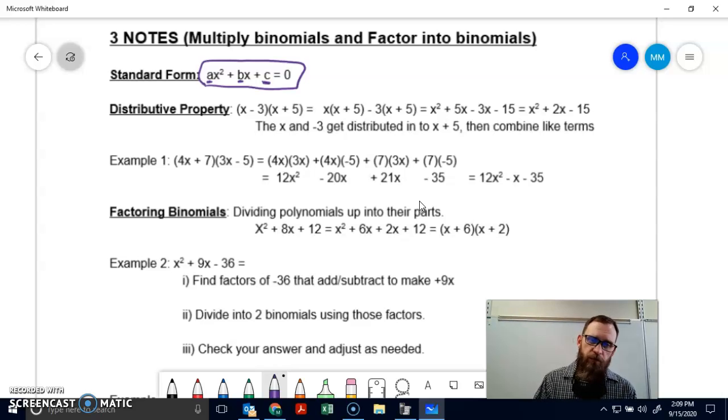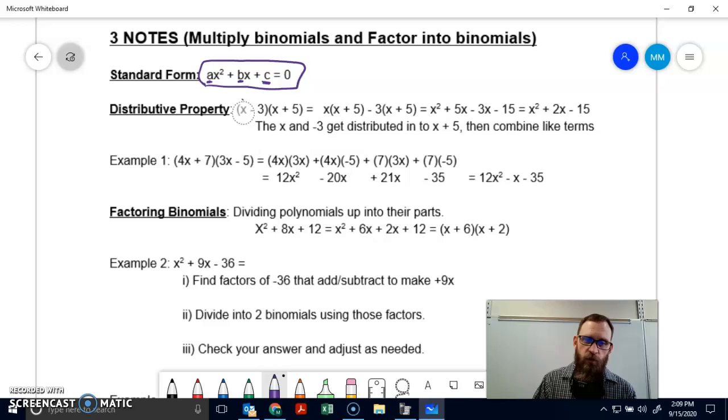Distributive property, quick review. When I'm dealing with binomials, x minus 3 times x plus 5 means you take this first x and you distribute it into x plus 5, and you take the minus 3 and you distribute that in as well, giving me x squared, x times x, 5x, negative 3x, and negative 15 when you distribute.